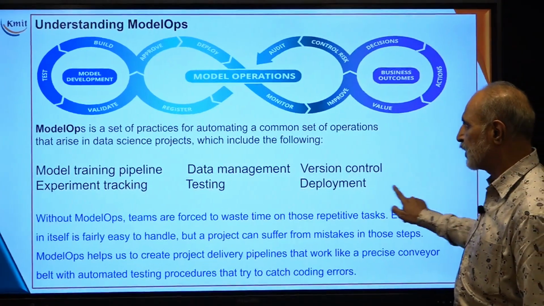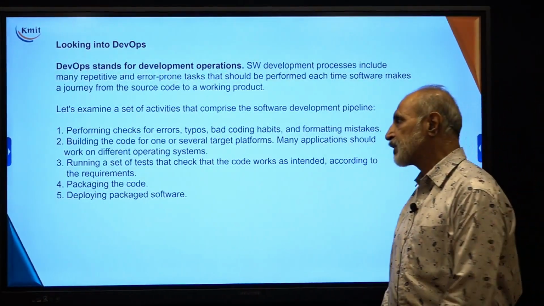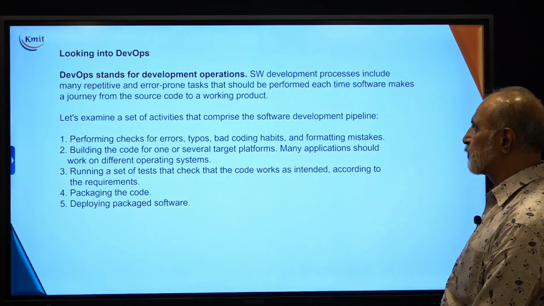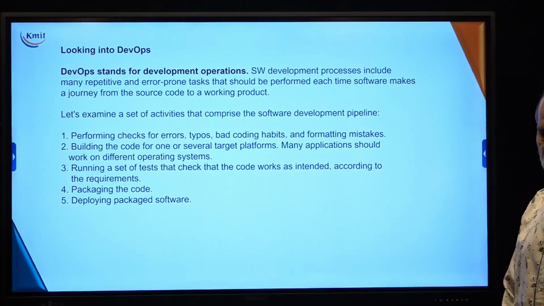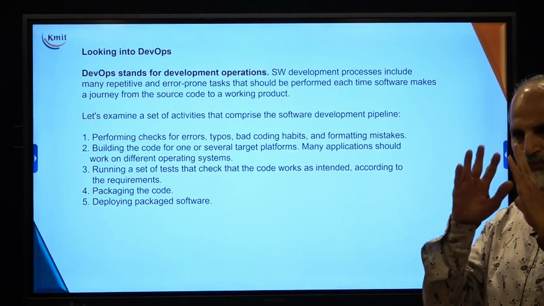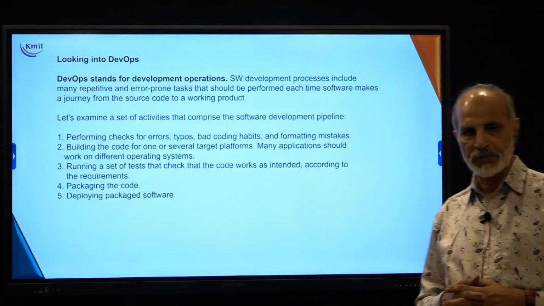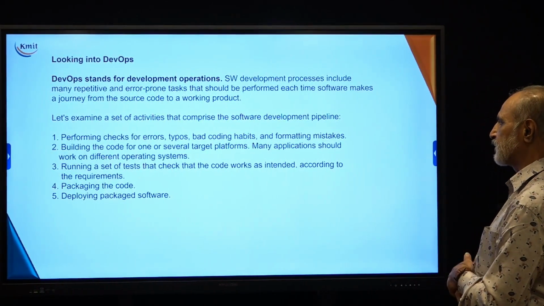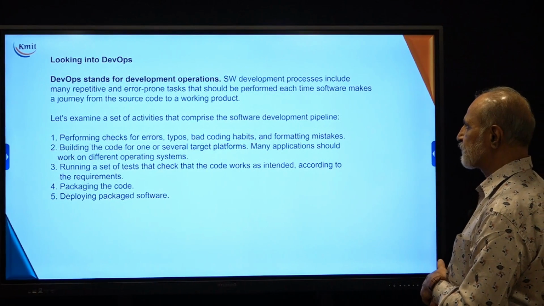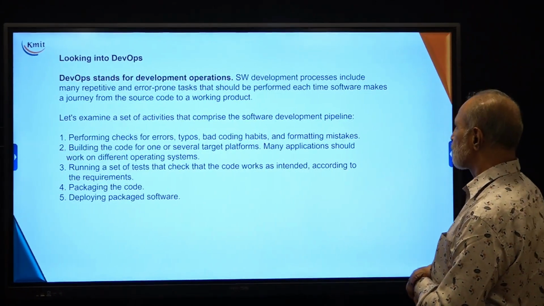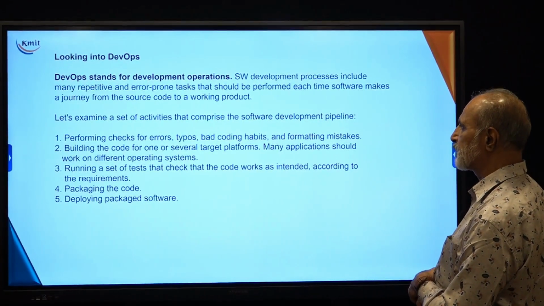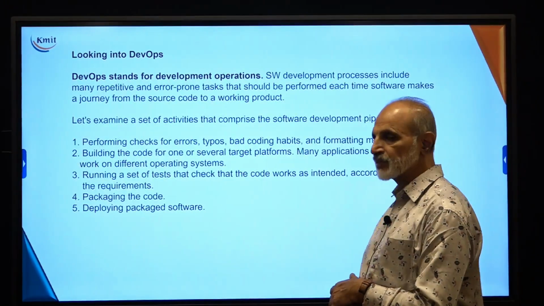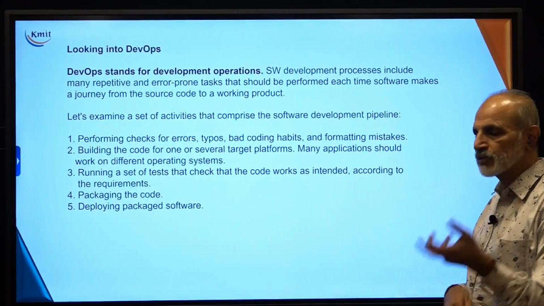With this intuition, let us see what Dev OPS or model OPS is all about. Dev OPS stands for development operations. I have a model OPS, model is complete one, and I have a development operation. So a cousin of model OPS is Dev OPS. Dev OPS stands for development operations, and the software development process includes many repetitive and error prone tasks that should be performed each time the software makes a journey from what? Source code to the working product.